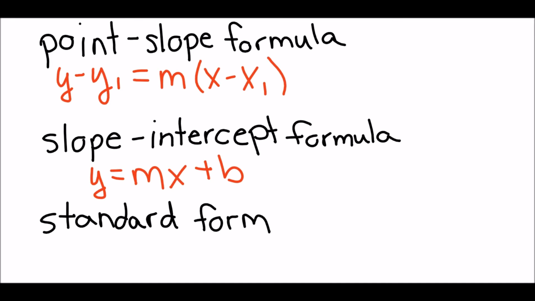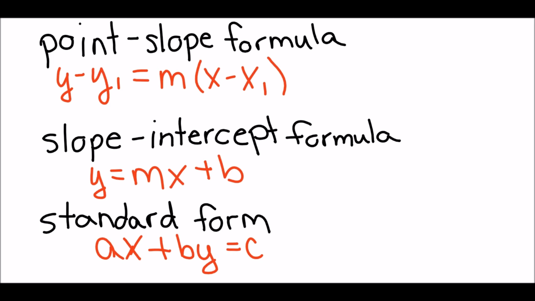Then we have standard form, which isn't my personal favorite, but it makes solving for the intercepts really easy. That's just ax plus by equals c, where a, b, and c are numbers. Sometimes the book will give them to you, sometimes you have to solve for them, but they're just numbers, so don't get scared off by all these crazy letters here.